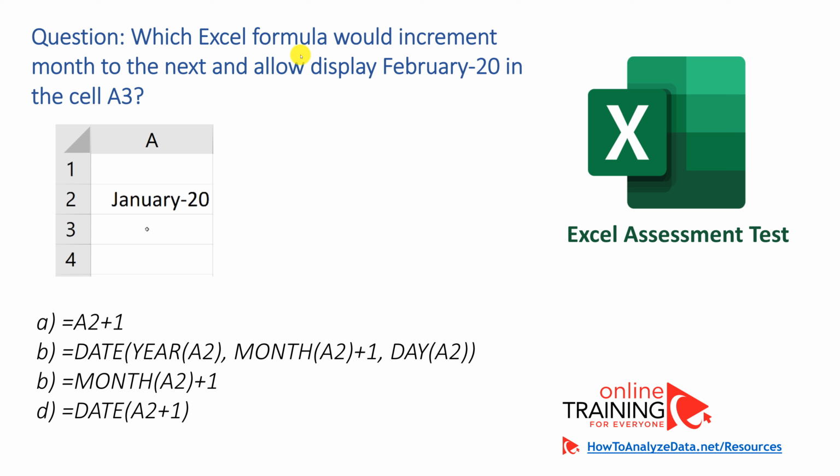Let's look at the question, which Excel formula would increment month to the next and allow display February 20 in the cell A3. Here in the screenshot, we have January-20 in the cell A2, and there are 4 formulas presented as choices. In choice A, we have A2 plus 1, which makes logical sense. In choice B, we have a more complicated formula using the date function. In choice C, we have month A2 plus 1, and in choice D, we have date A2 plus 1. So which one would you choose? Which one do you think is the right answer?